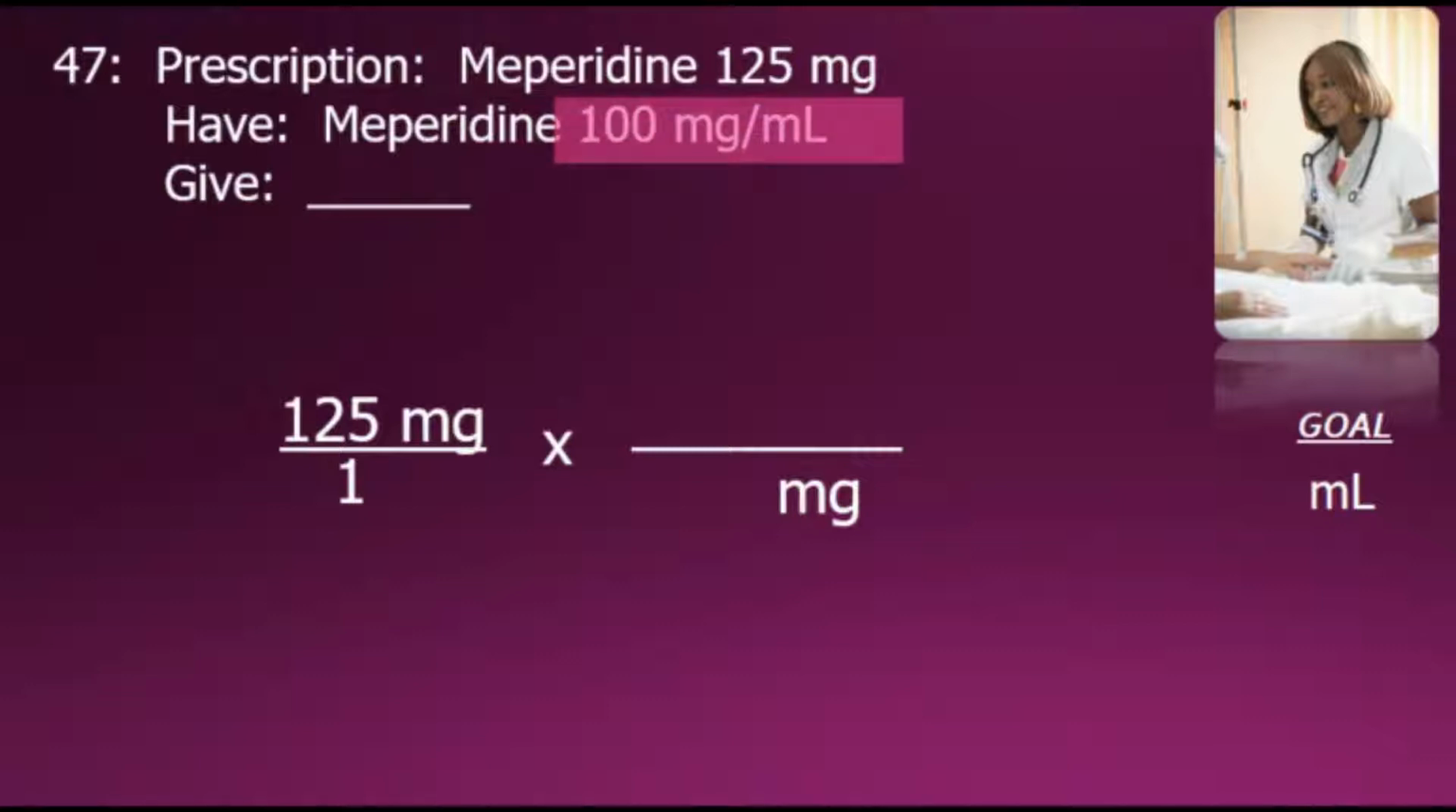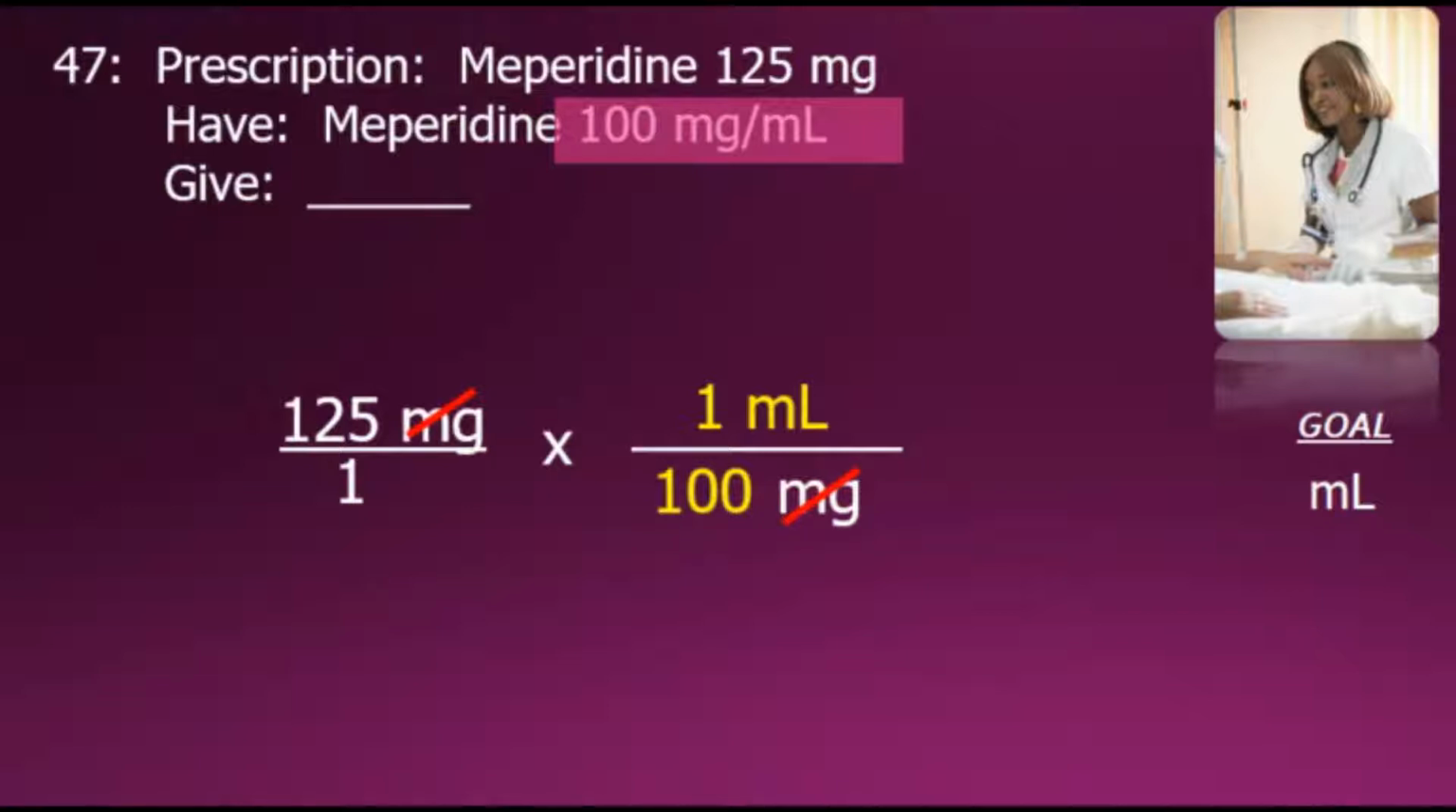The problem provides us with a relationship between 100 milligrams and 1 milliliter. Taking these equivalent values and placing one in the denominator, the other in the numerator, gives us a fraction with a value of 1. Multiplying by 1 does not change a value, but in this case will convert from one unit to the other since we can cancel out common factors. Milligram divided by milligram is equal to 1.